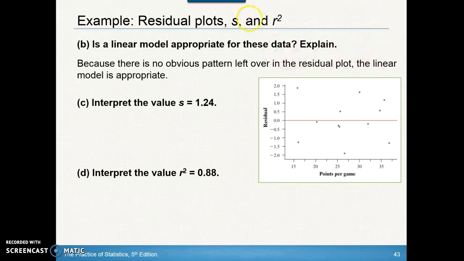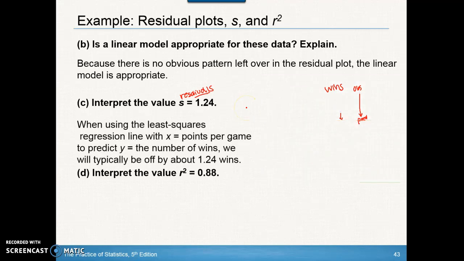Let's interpret the S. Now the S is your standard deviation of the residuals. What does that mean? Remember, that's on average: how far away is the observed value from your predicted value? And now notice what our units are here. Our vertical units are going to be the number of wins. So on average, when using the least squares regression line, where X was our points per game, to predict the Y, we are typically off by about 1.24 wins.